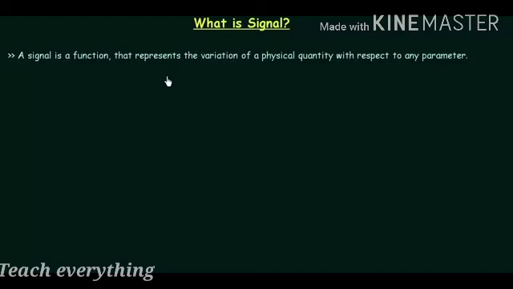We will first see what is a signal, then we will see what is an analog signal, a discrete time signal, and then we will see what is a digital signal, so that we can start our digital electronics course. So let's move to the signal.